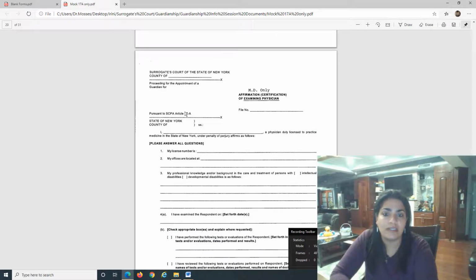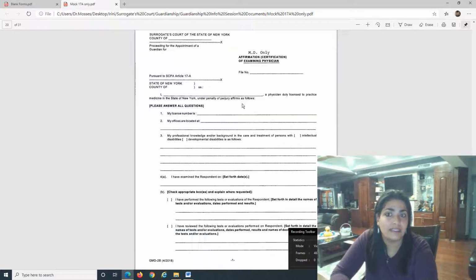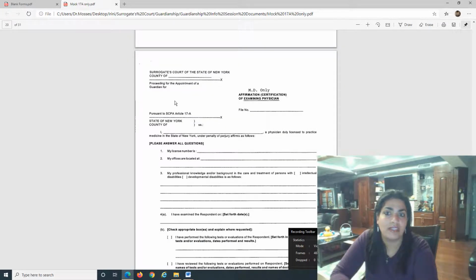This is a document that's given to the MD. So the MD has to complete this. Make sure county, the name of the ward is filled in. The respondent goes right here. We've gotten forms back where the guardianship respondent's name is not listed. I can't accept them. Why?